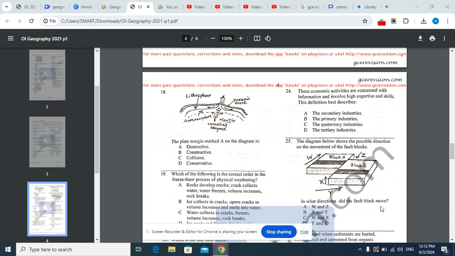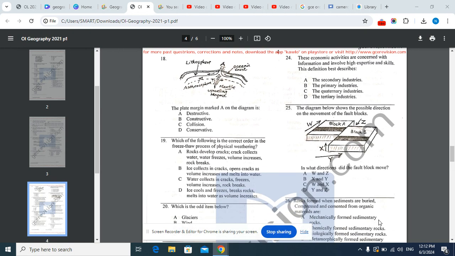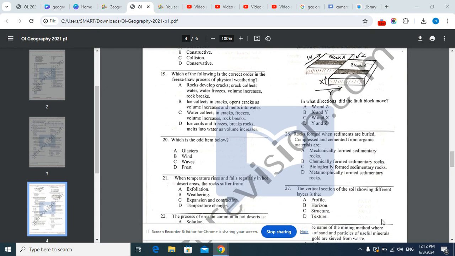Number 25. The diagram below shows the possible direction on the movement of the fault blocks. So, in what direction did the fault block move? The answer is A.